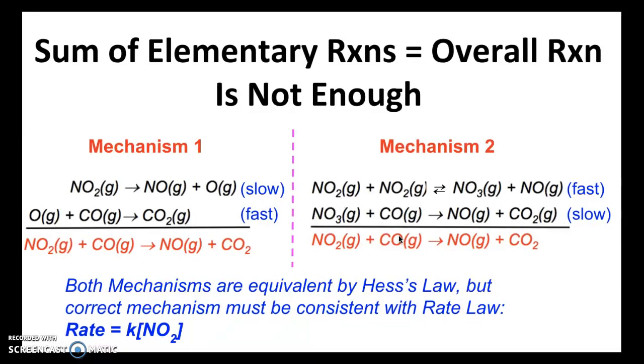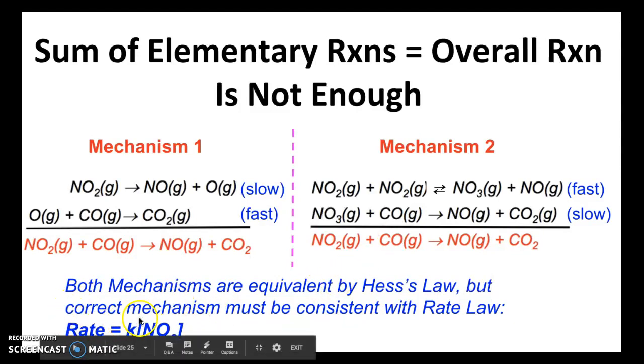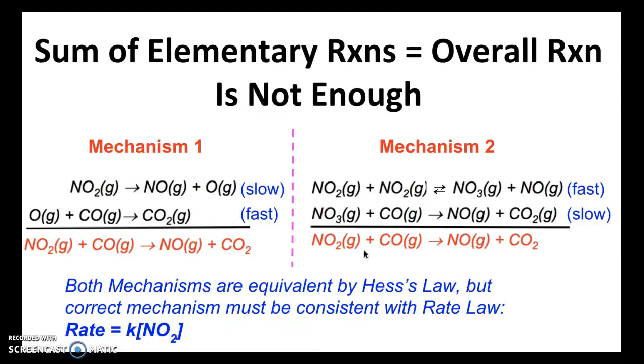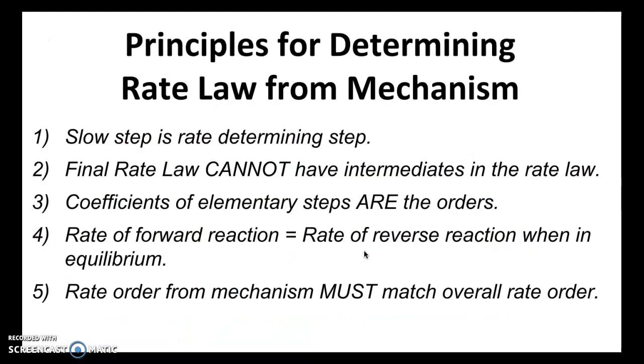What we're going to do is write a rate law. And let's say in another experiment, someone determined that the rate law of this reaction is rate equals k times the concentration of NO2. So we need to figure out which mechanism will also give the same rate law. Before we go into that, let's look at the principles for determining rate laws from a mechanism.